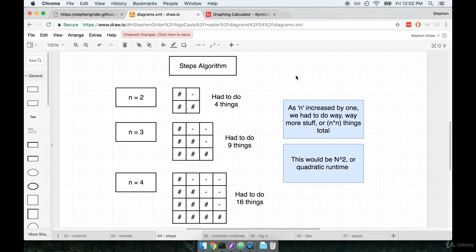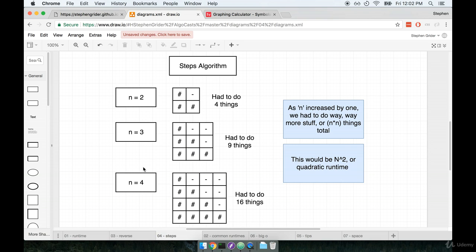Then for the steps algorithm, we had said that each additional piece of input that we got, or each increment to it, I should say in this case, meant we had to do n squared more things. So we had to do significantly more work each time our input increased.